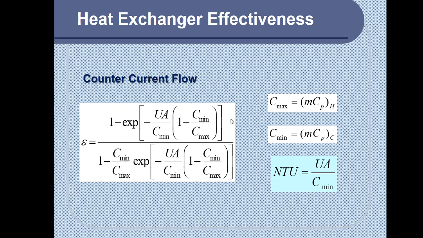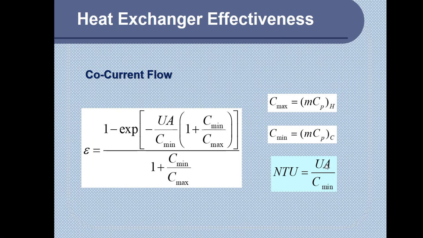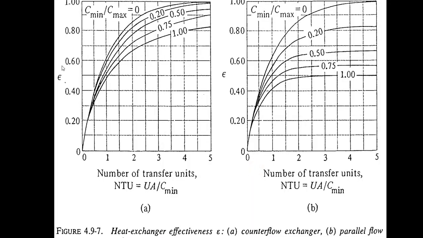Then that brings about another diagram, an empirically made diagram, for us to be able to determine the effectiveness. In the case of co-current flow, we have a simpler formula for effectiveness. In this formula, we have the same representation for C min, C max, and NTU. Now, this is the diagram that I'm referring to that you will be using so that you'll be able to find the effectiveness.